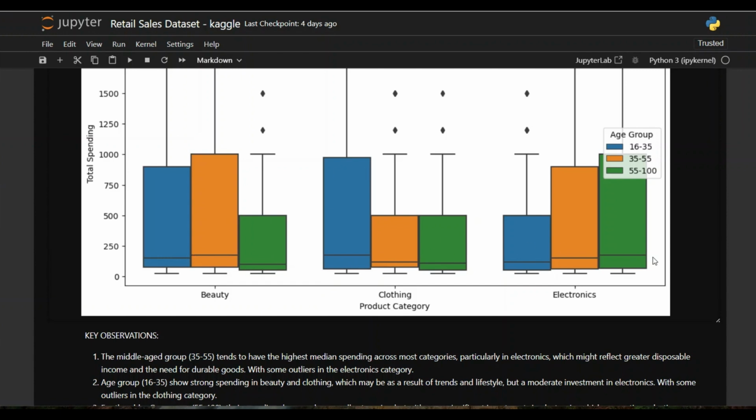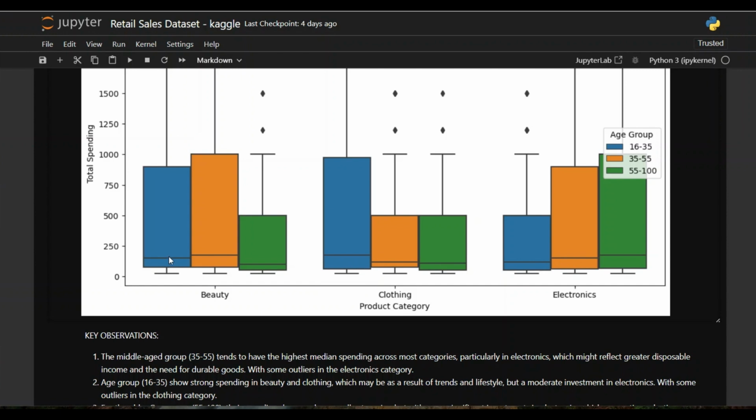Looking at the box plot, we look at the median spending across all the categories. We see that the category that shows the highest potential of spending is the age group 35 to 55. This is their median spending for beauty products, their median spending, which is slightly lower for clothing, and then their median spending for electronics.